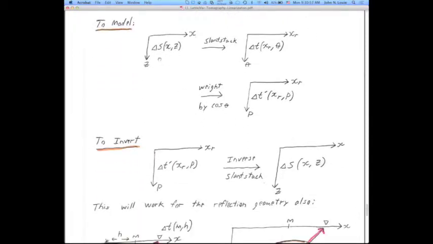So to model, you begin with delta s as a function of x and z, and you slant stack, and you get a function of x sub r and theta, okay, angle. So I might call that a radon. If I'm slant stacking versus angle theta instead of p slowness, I might call that a radon stack. Okay, so this is a theta axis. So we get synthetic delays delta t, which are in terms of x sub r and theta. We weight by cosine theta, and we have delta t prime. Okay, on an x p axis, just like we've seen before.